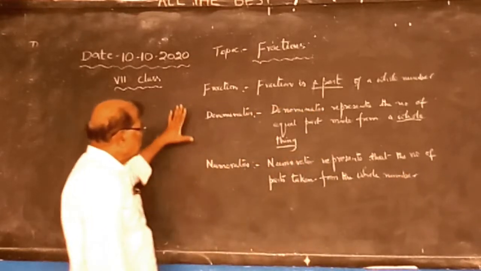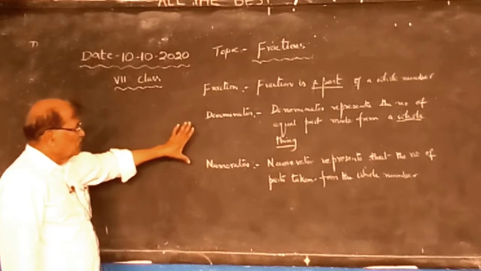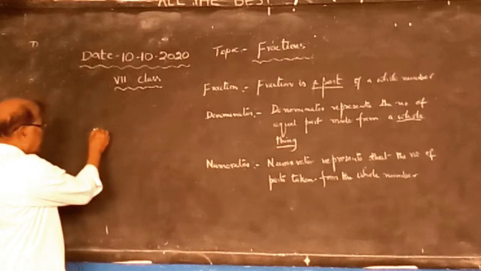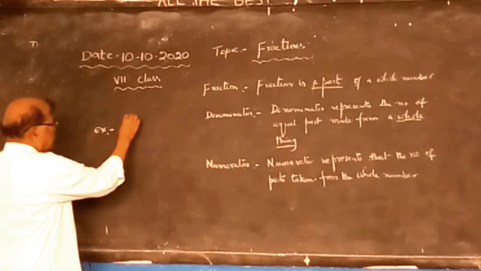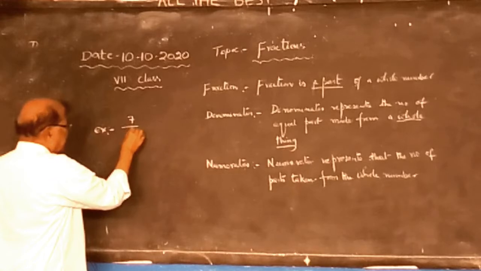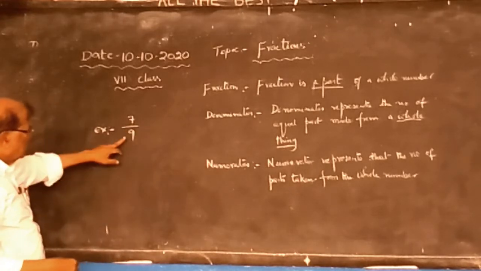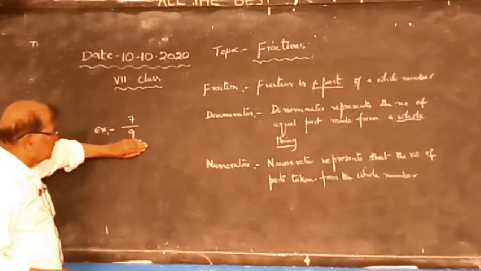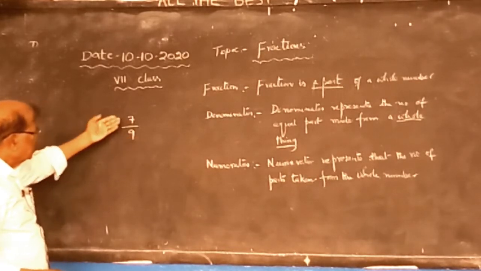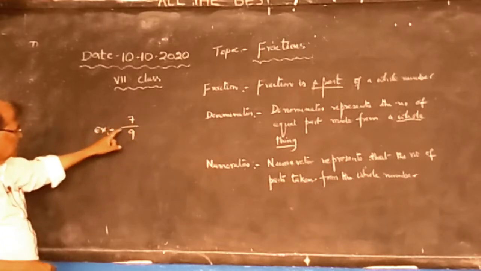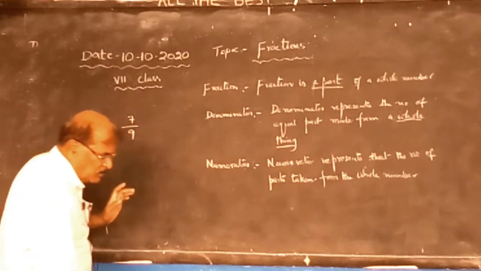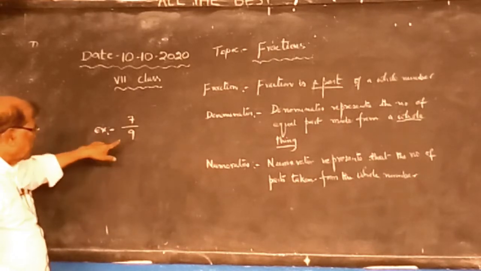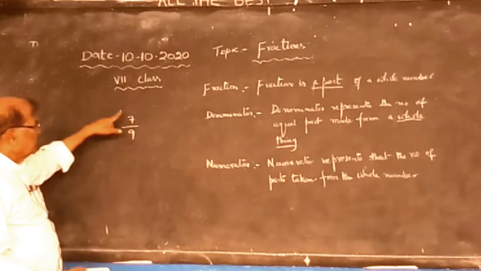So these two things must be remembered permanently. So for example, 7 by 9. 9 is the denominator, 9 parts are made. 7 parts are taken. So whenever you happen to see a fraction, your mind should think of the number of equal parts made and the number of parts taken out.